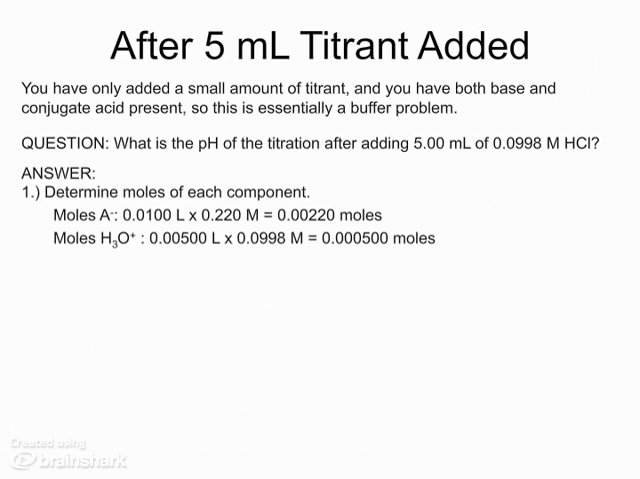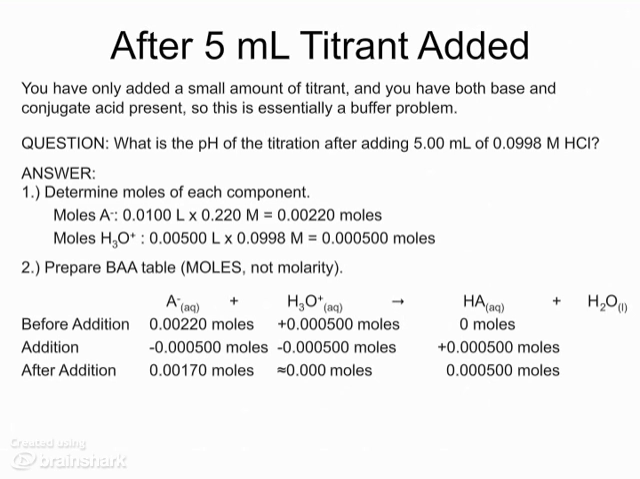We first determine the moles of each component. For our A-, we have 10 milliliters times its concentration, and we get 0.0022 moles. For H3O+, we have the 5 milliliters times 0.0998 molar, and we get 0.0005 moles.